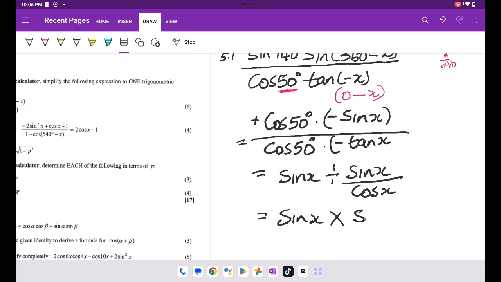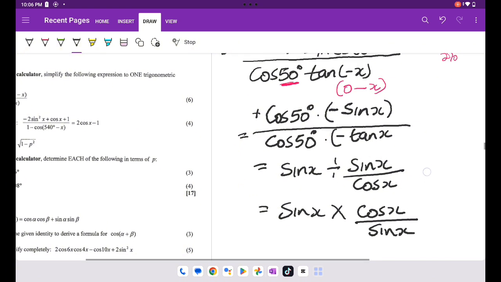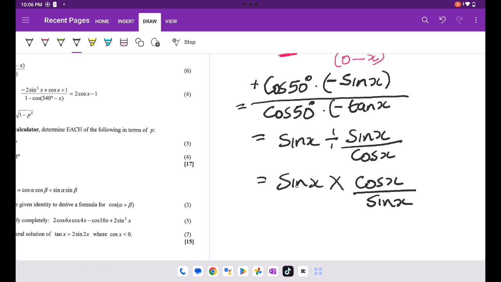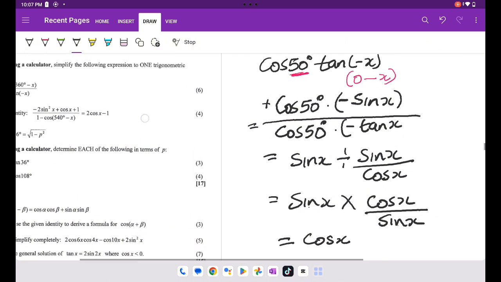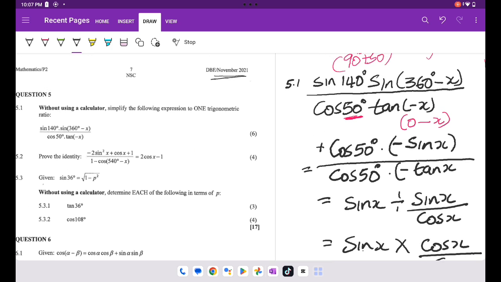So the cos will go up and the sine will go down. So we will have cos x over sine x. Now the sine x will cancel out the sine x, it will divide it out, and then we are left with cos x, which is actually our answer. So that was the first 6 marks.